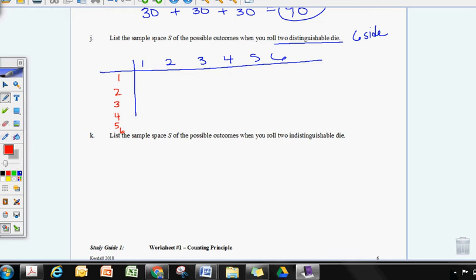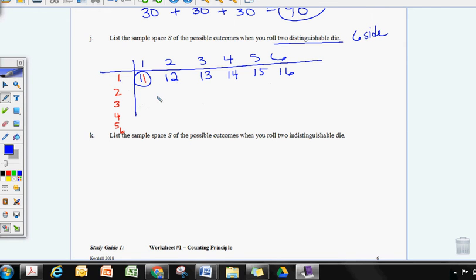So now, I'll try to color this. You got the 1 from the first die. You got the 1 from the second die. That is one combination. Let me redo this. I've got 1 and 1, and that could be my outcome. I could have a 1 and a 2. I could have a 1 and a 3. I could have a 1 with a 4. I could have a 1 with a 5. And I could have a 1 with a 6.